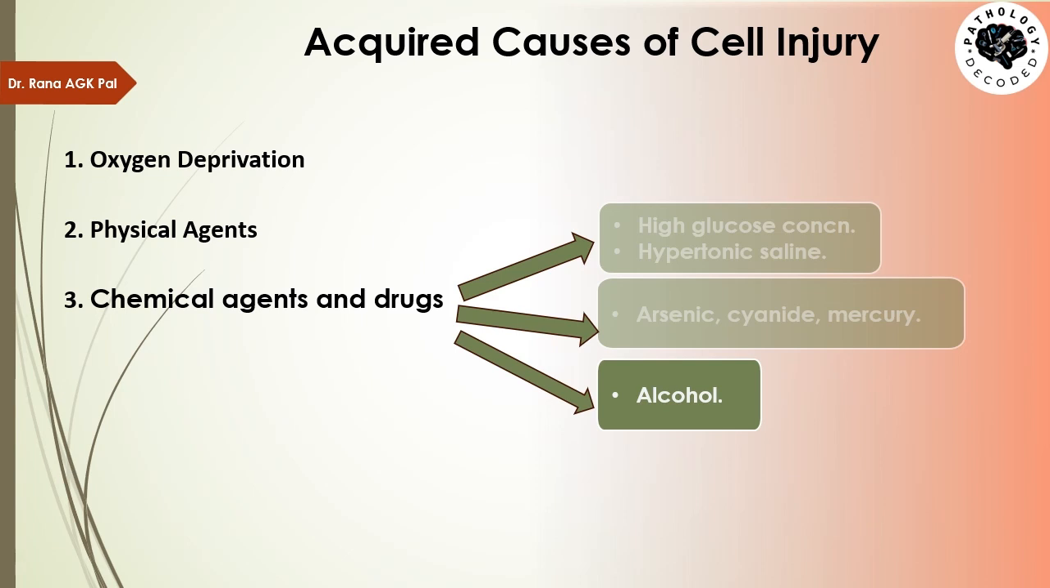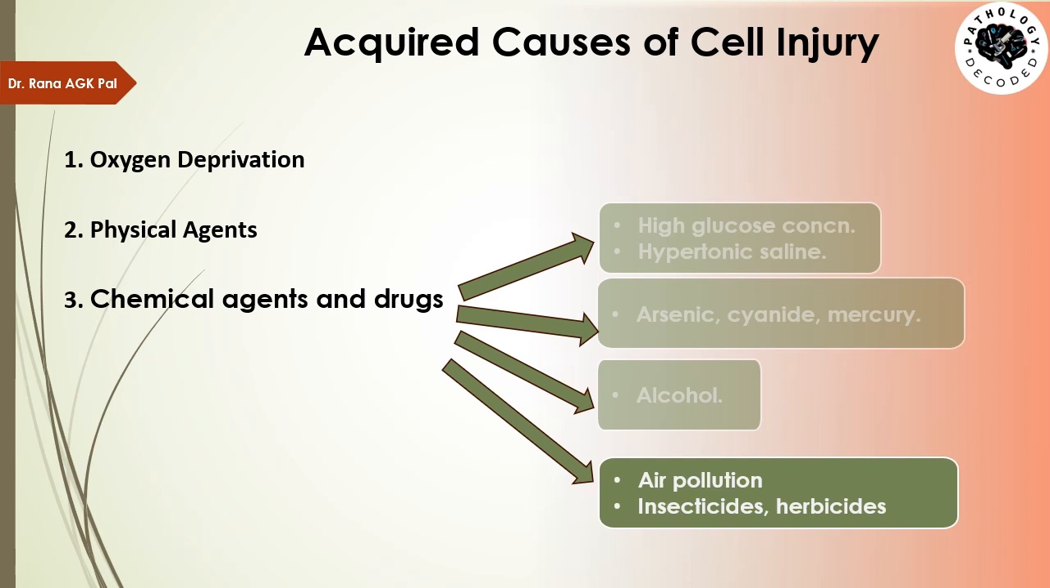Alcohol in high levels can lead to cell injury, and the organs which are vulnerable to alcohol poisoning are the liver and our nervous system. They can get badly damaged or injured by the alcohol exposure. Then air pollution along with insecticides and herbicides, these all are environmental chemical agents which can lead to cell injury.